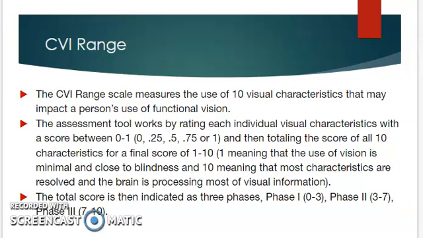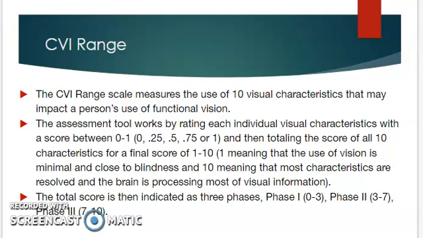So 0 means the child is just seeing one color, that is the current function, and 1 is almost resolved. So for each individual characteristic, you add up all of those 10 and you will get a final score from 1 to 10. 1 means that the use of vision is minimal and close to blindness, and 10 means that most characteristics are resolved and the brain is processing most of the visual information. Many students with CVI do not get to the exact 10, but they do see characteristics being resolved over the years.